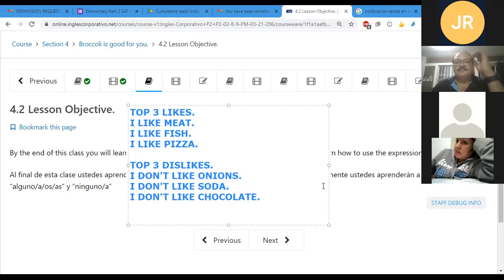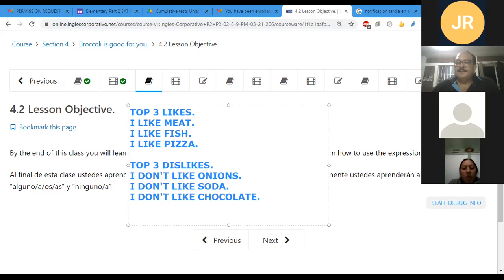Then, write, okay, escriban su top three de cosas que le gustan y the top three de cosas que no le gustan. Okay, write your sentences. Escríbanlas y cuando las tengan, me avisan. You say, I like and I don't like. Practicing vocabulary.